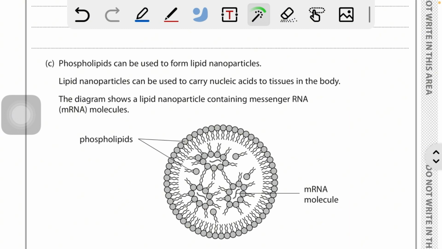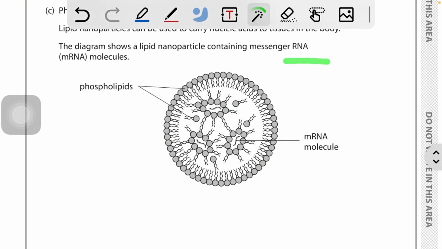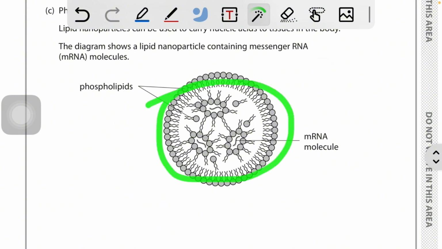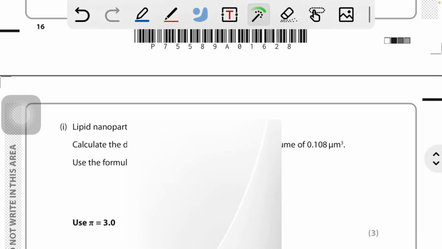Phospholipids can be used to form lipid nanoparticles. Lipid nanoparticles can be used to carry nucleic acids to tissue in the body. The diagram shows a lipid nanoparticle containing a messenger RNA, mRNA, molecule. So this is a phospholipid, and you can see this mRNA in it, and it's taking it away. Okay, so let's see the question.